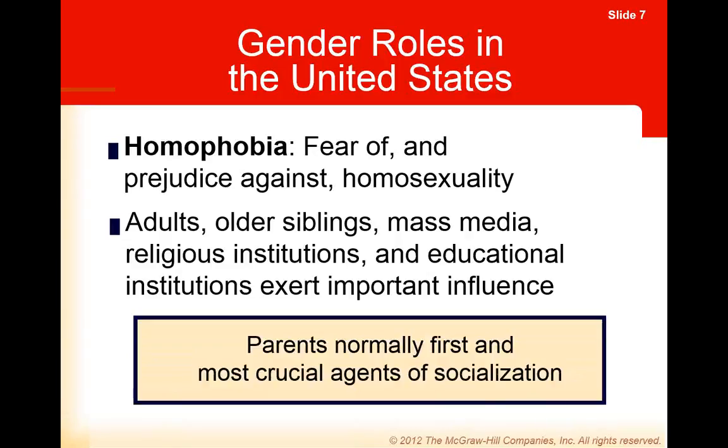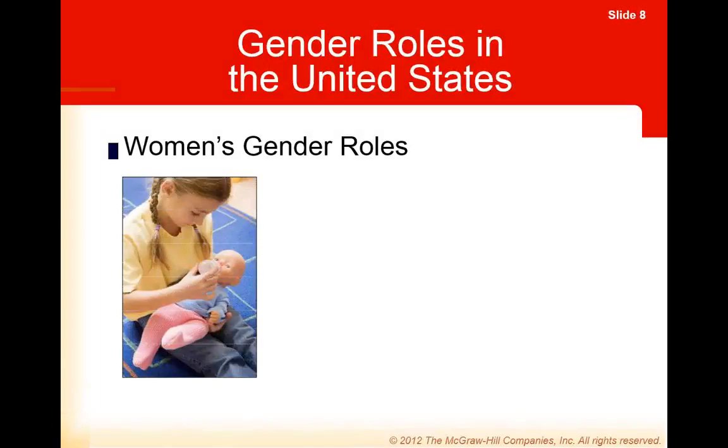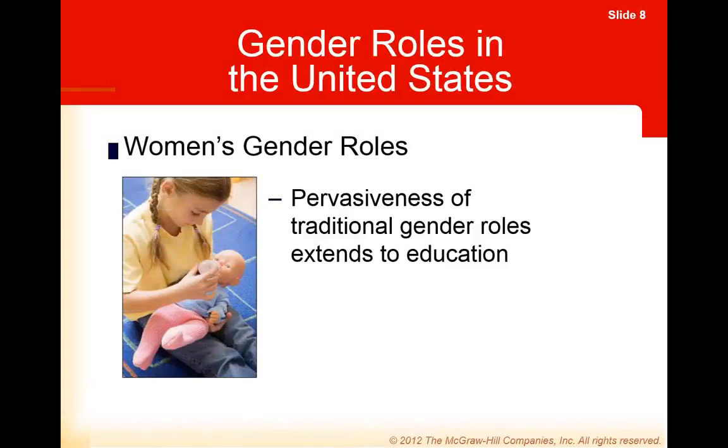However, when we think about learning this kind of thing, the first socializing agent normally is parents. So parents are the ones that are responsible for initial socialization and initial attitudes, values, beliefs, and behaviors amongst people. Okay, thinking about the idea of gender roles, women's gender roles, look at the picture right here.